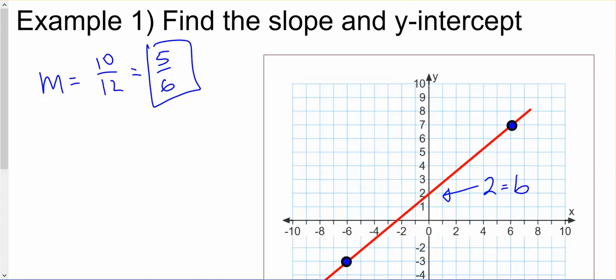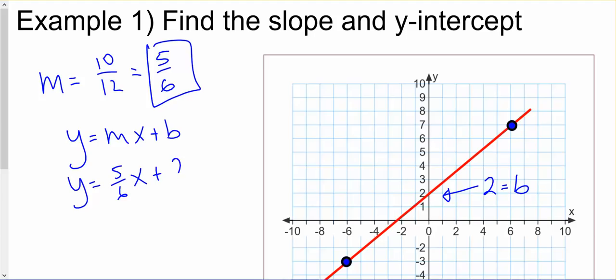b equals 2. So if we write this equation, y equals mx plus b, our y's and our x's are always going to be the same. So I say y equals, I substitute in 5/6 for our m. X stays the same, and b is 2, so plus 2. So that's the equation of this line.